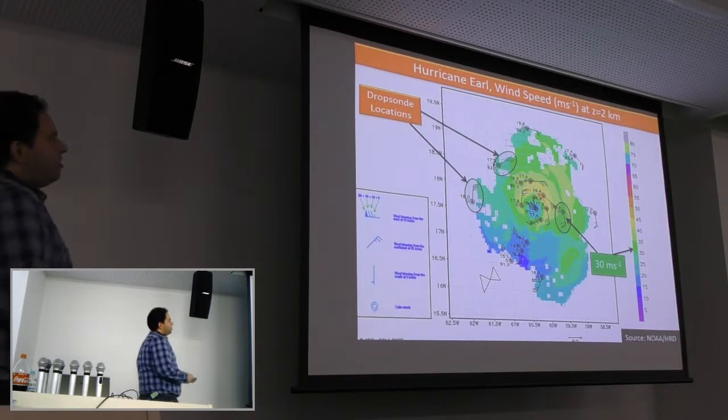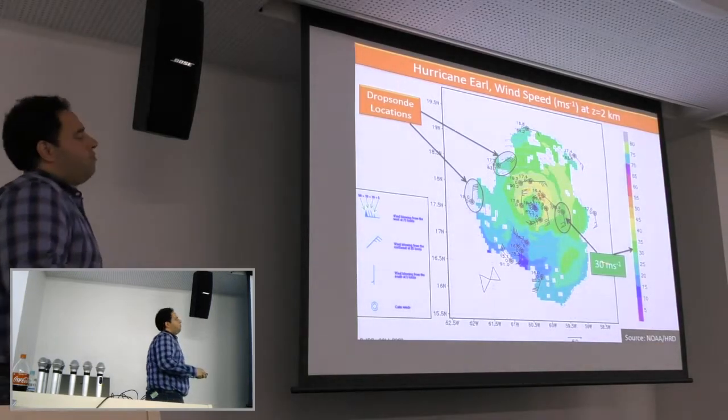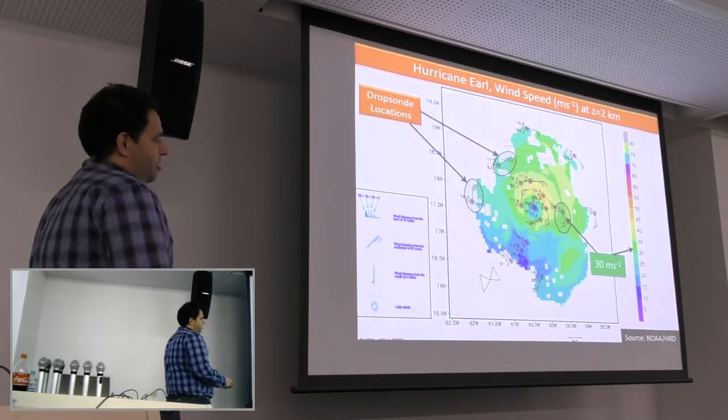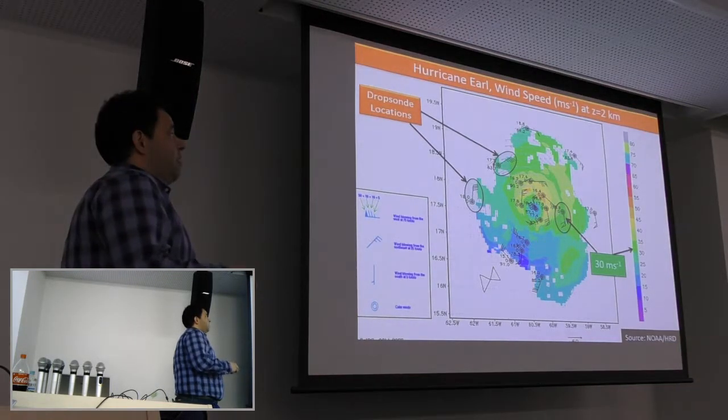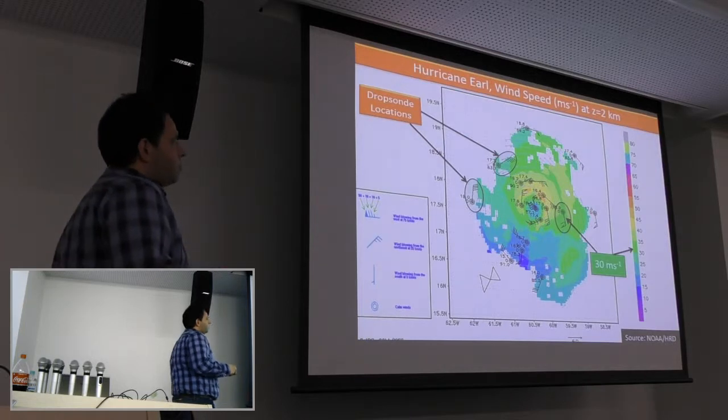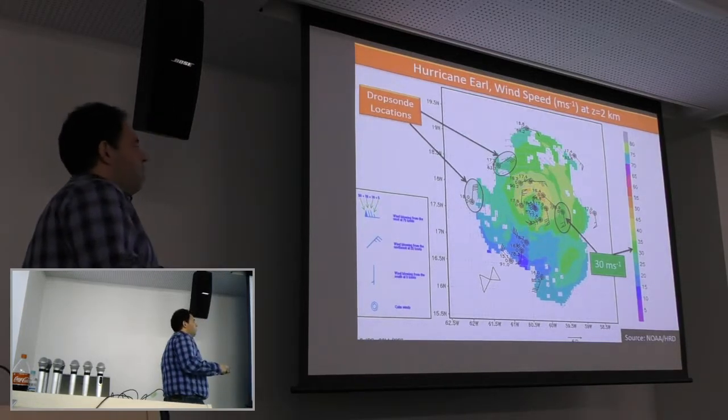And this is an example of the actual dropsonde coverage for a flight into Hurricane Earl. This is from NOAA. This is the radar-derived wind speed analysis at 2 kilometers height. And then overlaid on that are the dropsondes.